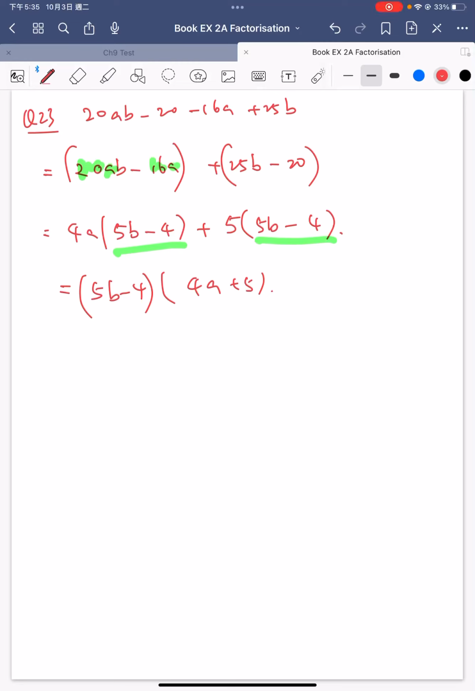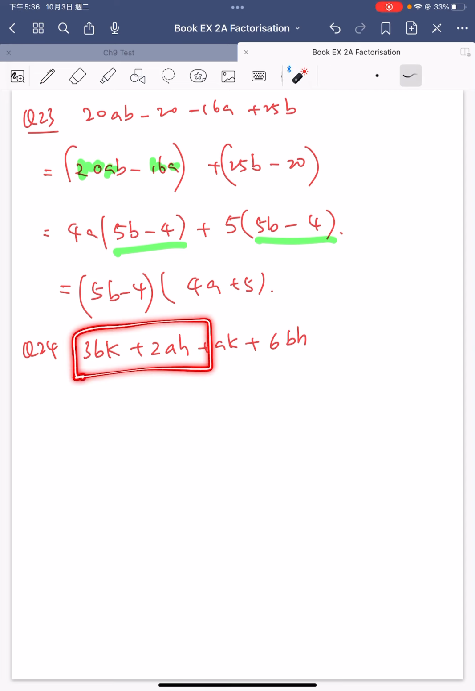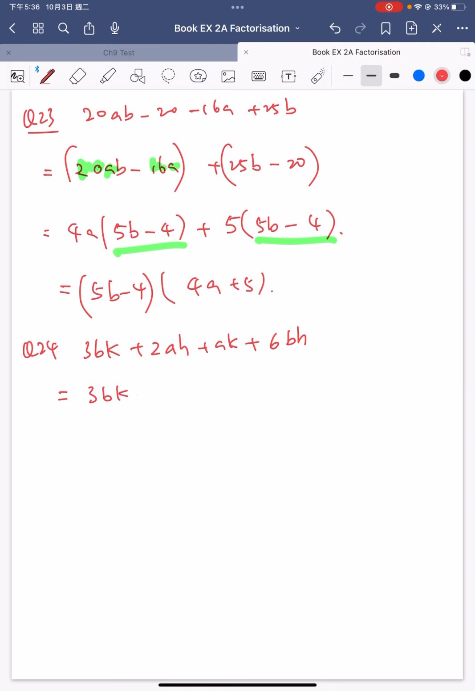Now we're going to do question 24. We have 3bk + 2ah + ak + 6bh. So first of all, you can see from two terms there's no common factor at all, so we can try to group these two. So now we can say this is equal to 3bk + ak, group them, then what we have left is 2ah + 6bh.